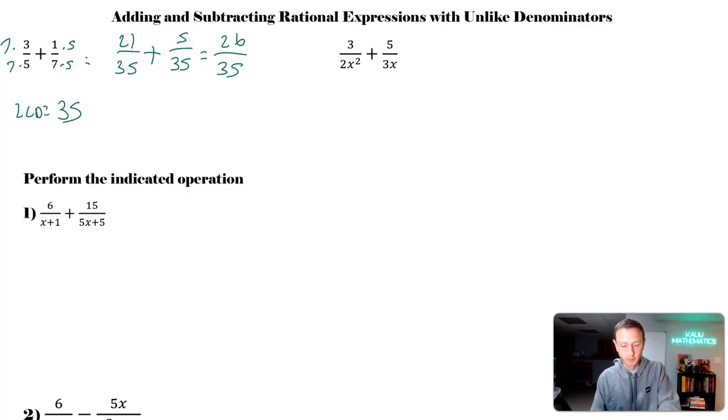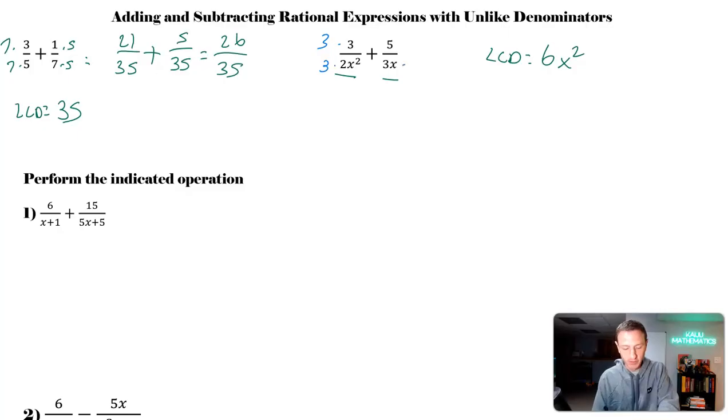Same thing applies for something like this, with 2x squared and 3x. I have to identify my LCD. The LCD here would be 6, since 2 and 3 both go into 6. Then x and x squared would just be x squared. So now I need to make them both have the appearance of 6x squared. What do I need to multiply this fraction by? I need to multiply that by 3, because 3 times 2 is 6. This already has the x squared, so I don't need to multiply anything else other than the 3.